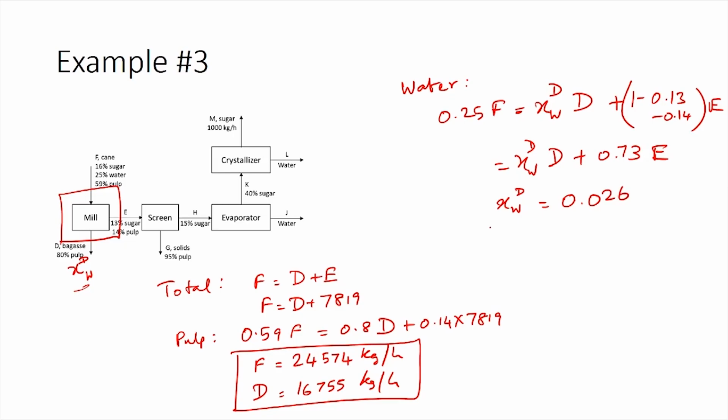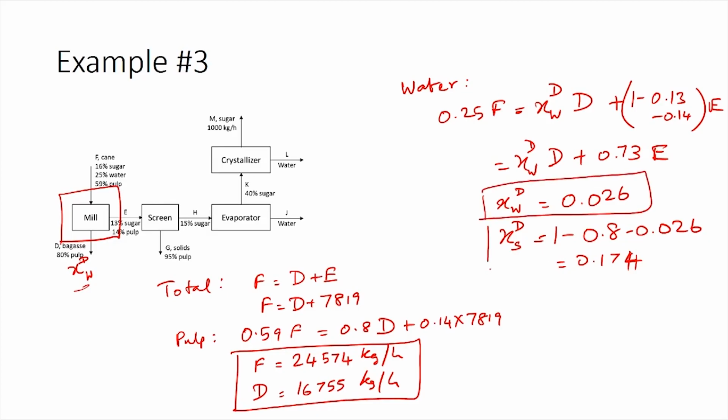Now that we know the values of F, D and E, we can calculate XWD as 0.026, which means the mass fraction of sugar which is leaving through the stream D would be 1 minus 0.8 minus 0.026, giving you a value of 0.174. So, this gives you the composition of the stream D also. The stream D, which is the bagasse stream, contains 80% pulp, 17.4% sugar and 2.6% water. So, with that we have calculated all the flow rates and compositions of the streams.